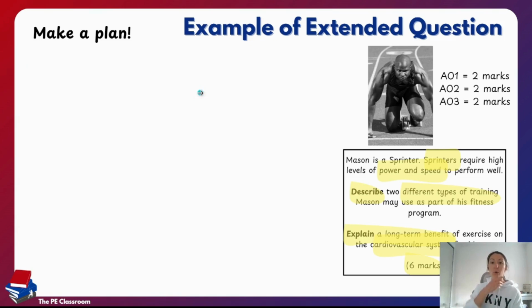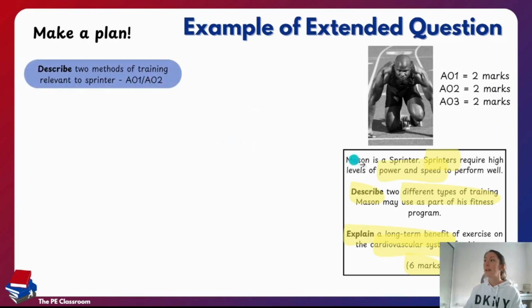Now, depending on what the command words in the question are and which topics they are linked to, will depend on how you might structure this. So we can see that the first part of the question is describe 2 methods of training that are relevant for a sprinter. So we know that describe is an AO1 and an AO2 command word. And because it's asking us about relating it to a sprinter, that's your AO2 points.